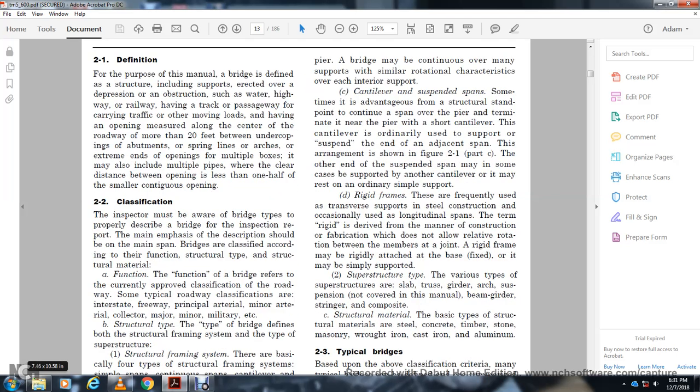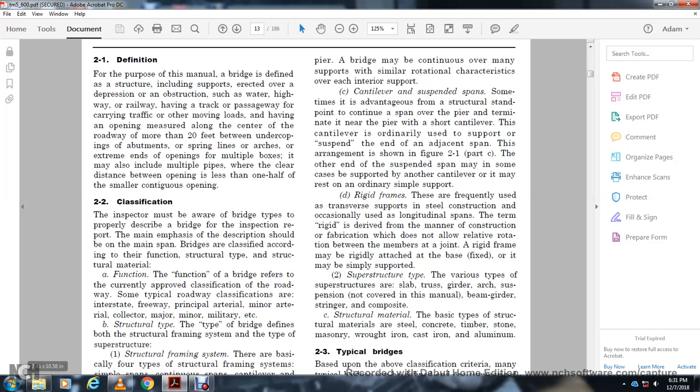2.2. Classification. The inspector must be aware of the bridge type for proper designation of the bridge in the inspection report. The main emphasis of the description should be the main span of the bridge, classified according to its function and its structural type and structural material. The function of the bridge refers to the current improved roadway classification. Some of the typical roadway classifications are interstate, freeway, principal arterial, minor arterial, collector, major, minor, military, etc. Structural type.